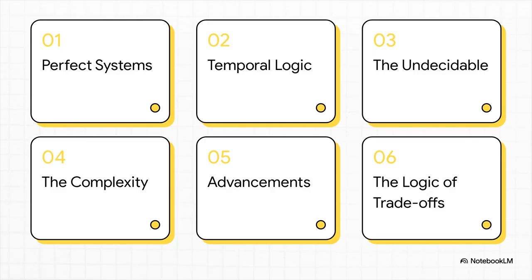So, here's our game plan. First up, we'll talk about this dream of a perfect system. Then, we'll get into the special language they invented for it, which is called temporal logic. After that, though, things get tricky. We're going to face down two huge challenges, something called the undecidable and another beast called complexity. But don't worry, we'll then look at the super clever ways researchers are tackling these problems and wrap it all up with what this means for all of us.